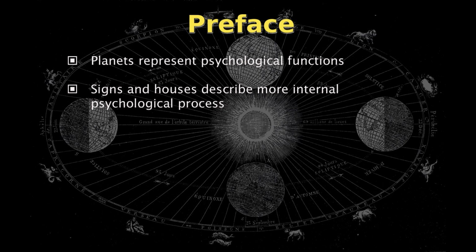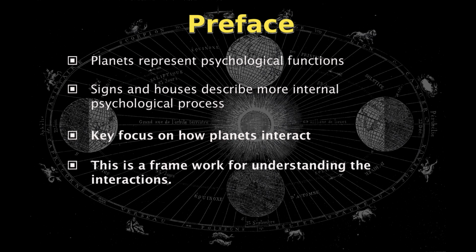For the purposes of this series, we are concerned with how planets and the psychological functions they represent interpenetrate or interact with one another, because they never work alone. This video discusses terminology and gives a paradigm of planetary interactions so that when I discuss specific ways that this occurs in later videos, you have a point of reference.